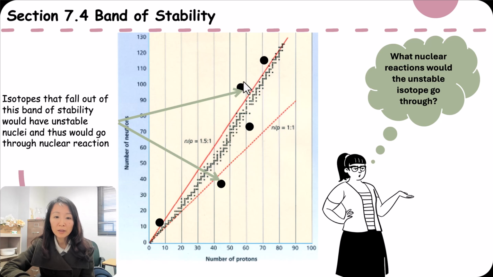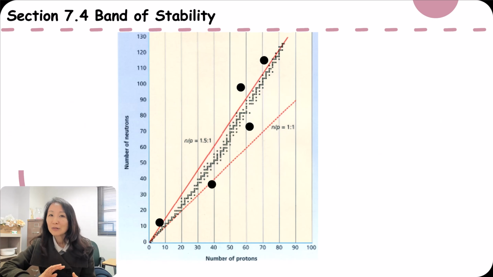For this one and all of these guys, are they going to go through alpha decay? Are they going to do beta decay? Positron emission? What nuclear reaction are they going to go through? And that prediction is what we're going to go over next. So here's my student asking that question. Hopefully she gets some clarification.